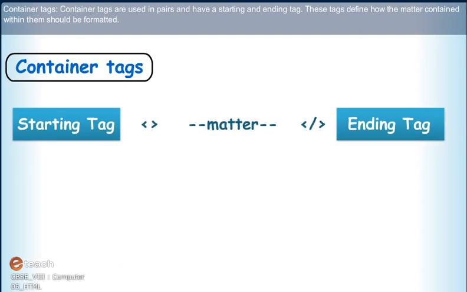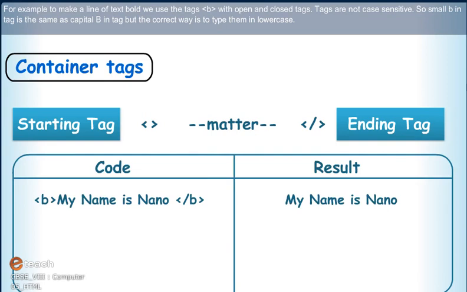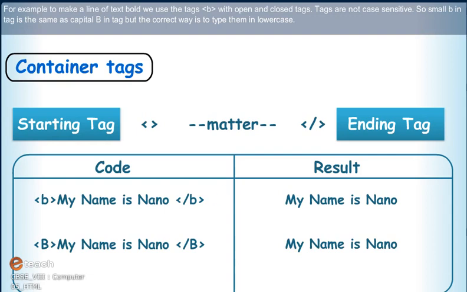1. Container tags. Container tags are used in pairs and have a starting and ending tag. These tags define how the matter contained within them should be formatted. For example, to make a line of text bold, we use the b tags, with open and close tags. Tags are not case sensitive, so a small b in a tag is the same as a capital B, but the correct way is to type them in lowercase.